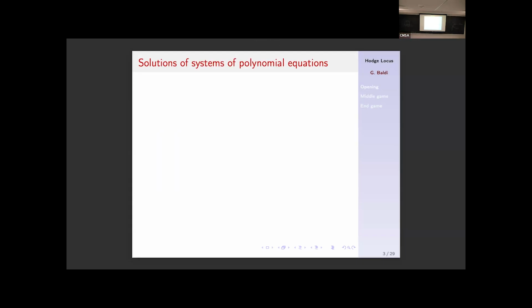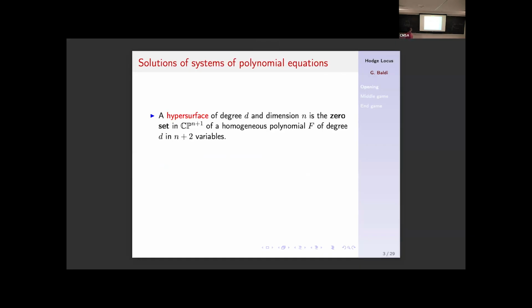So this theory is born in algebraic geometry. What's algebraic geometry? Well, people normally study solutions of polynomial equations. What's the simplest example of this? It's just a hypersurface. A hypersurface of degree d and dimension n is simply the zero set, in some projective space of dimension n plus 1, of a homogeneous polynomial f of degree d in n plus 2 variables. So it's really cutting out a variety of dimension n.